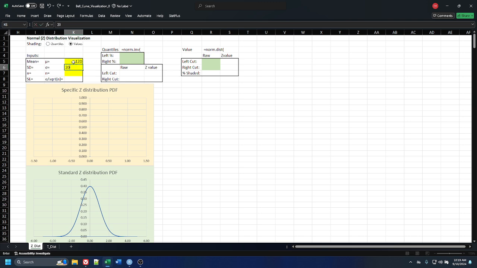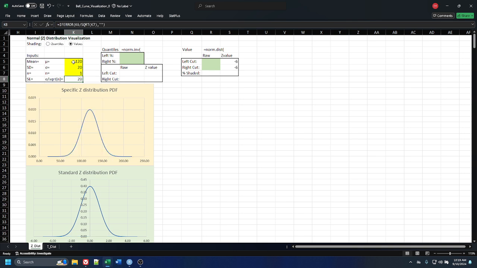So let's go ahead and use the scenario from our previous examples. We're going to set this at 120, 20, and 1. For right now, we're only doing sample sizes of size 1, and we will change that as we go on through further weeks. For right now, we're just looking at a single observation at a time.